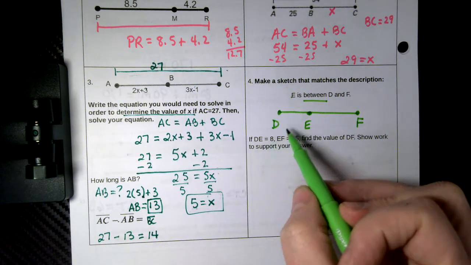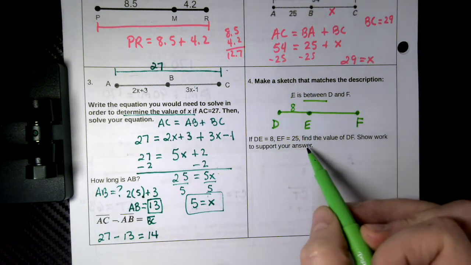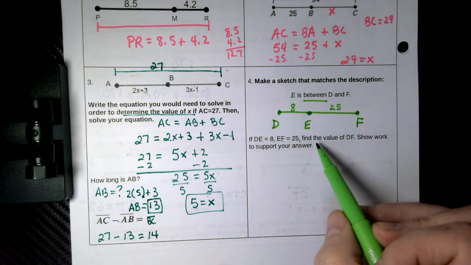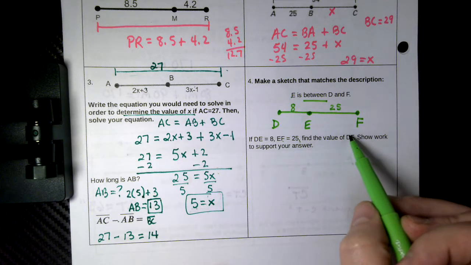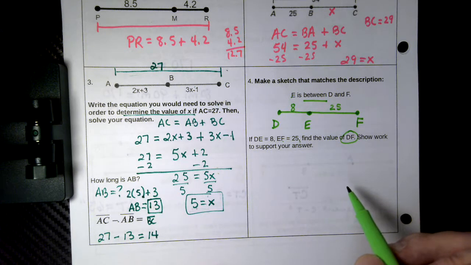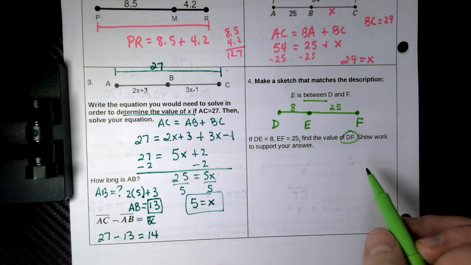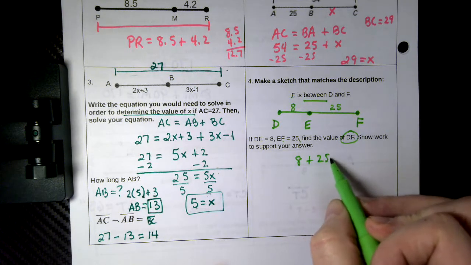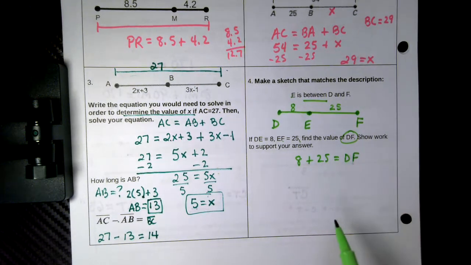If DE is equal to 8, put it on there, and EF is equal to 25, put it on there, find the value of DF, the length of DF. Oh, that's not too difficult at all. Find the length of DF. So that would be 8 plus 25 is equal to DF.